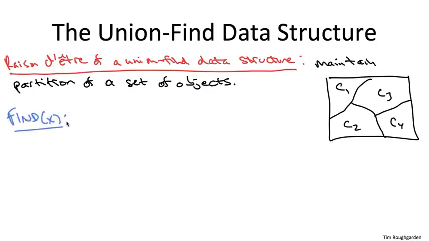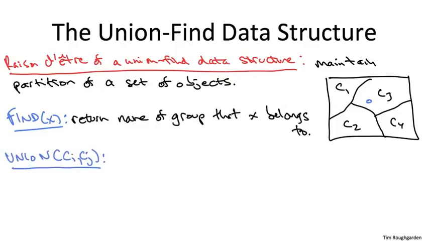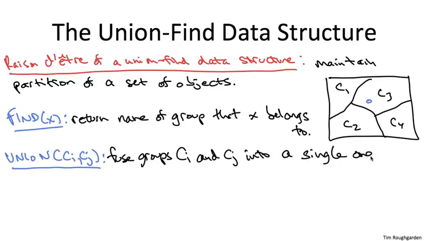The find operation: we give it an object from this universe, and we ask the data structure to return to us the name of the group to which that object belongs. So for example, if we handed it an object in the middle of this rectangle, we'd expect it to return to us the name C3. The union operation, by contrast, takes as input the names of two groups, and what we want the data structure to do is to fuse those two groups together. That is, the objects in the first group and the objects in the second group should all coalesce and now be in one sole group.